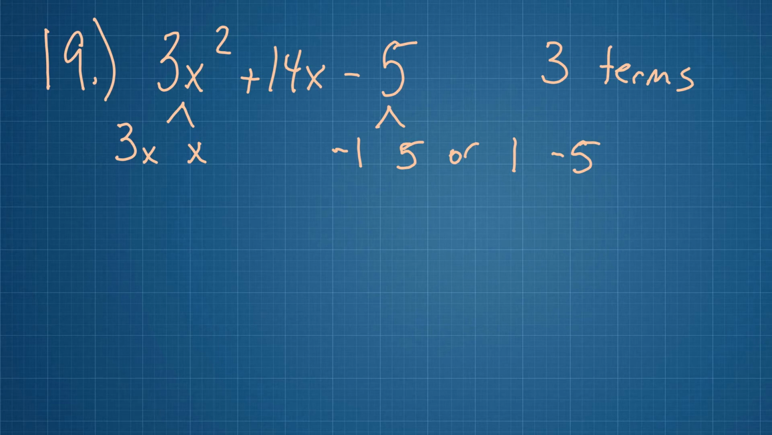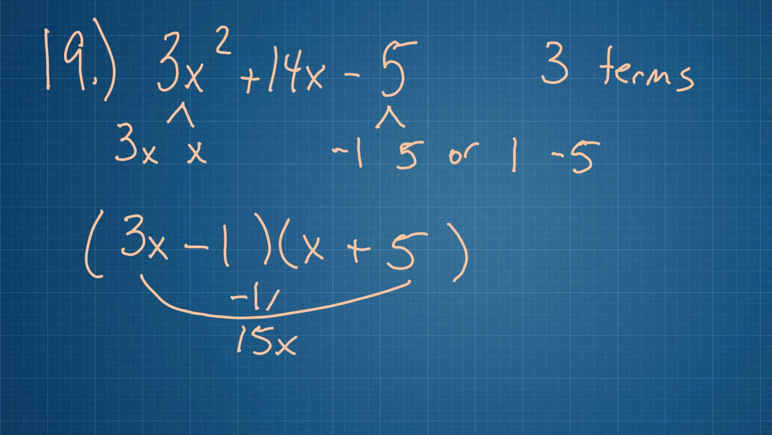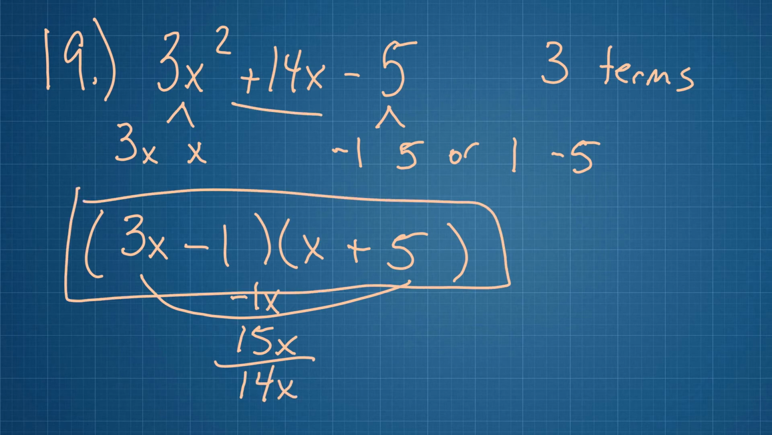Now once again, I don't have to write both of these down because I know if I get the right number but the wrong sign, I just flip the signs then. So I'm only going to actually check one of these. So I check 3x and x, and then I'm going to put minus 1 and plus 5. 3x and 5, I'm checking the outside, I get 15x, minus 1x, together, that's 14x. That's what I want in the middle, so I know this is my final answer.